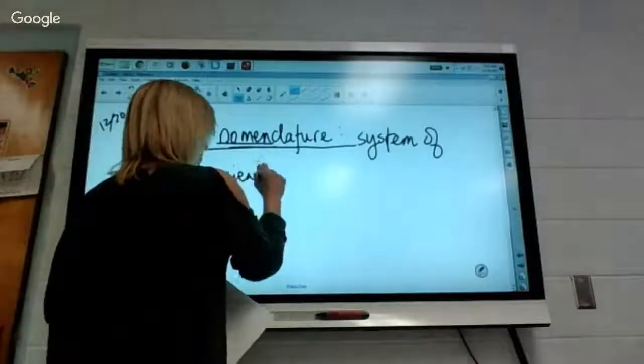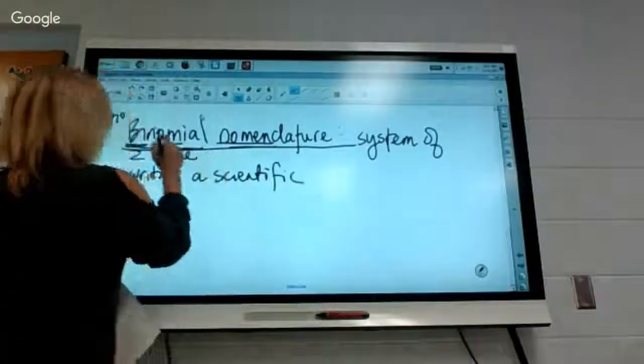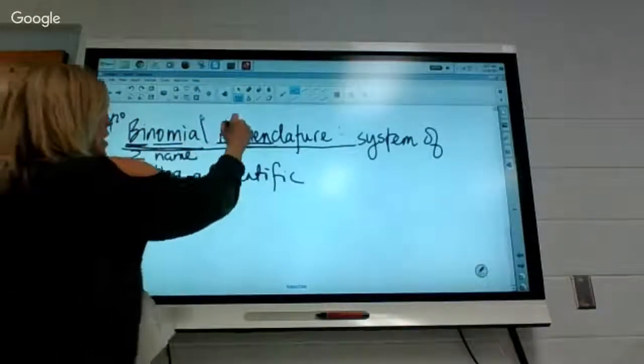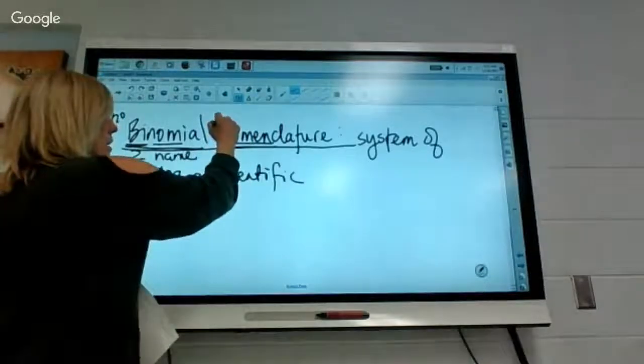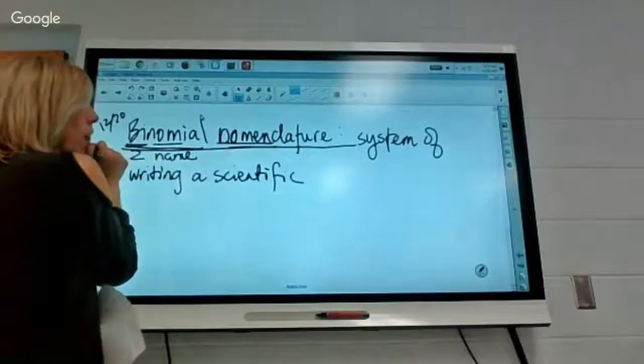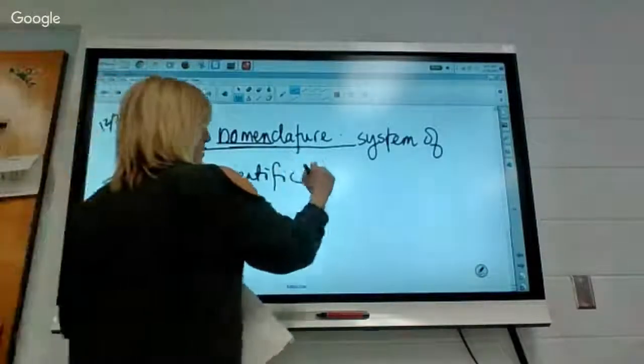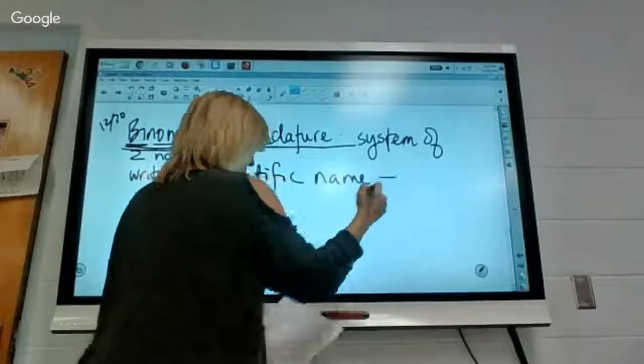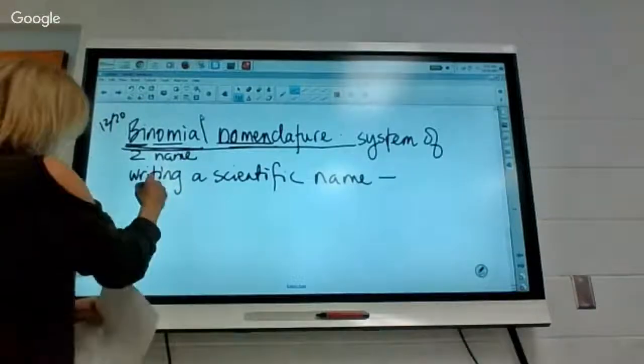Is that an O, dividing it from the other word? No, that's an N. So nomenclature. Yep, so writing a scientific name. Okay, so it says how.